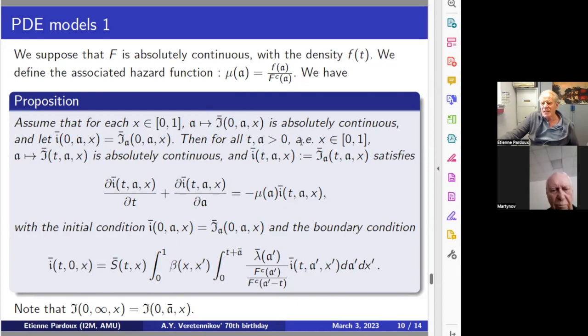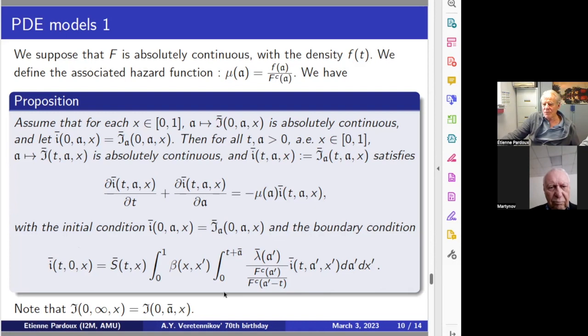Then for all t, A, almost every x, the function A gives J bar of t, A, x is absolutely continuous, and the derivative with respect to A, I bar of t, A, x, satisfies the following first order hyperbolic PDE, which is dI bar/dt plus dI bar/dA equals minus mu of A I bar of t, A, x, with the initial condition, which is of course given like this, and a boundary condition which involves the values at various points x.